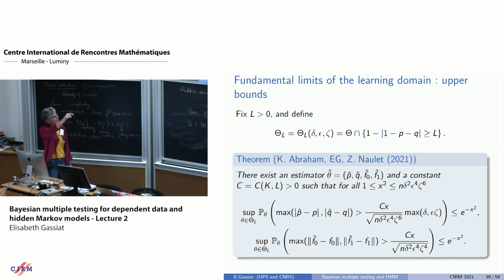And you see that n is around L, n delta 2, epsilon 4, zeta 6. Here you don't have exactly the same rate, but it depends on your zeta, both depending on which one.